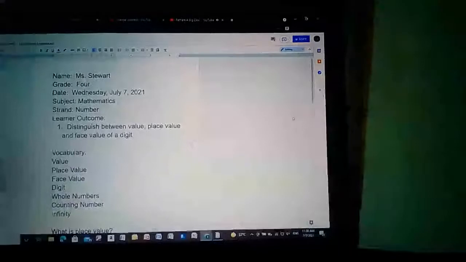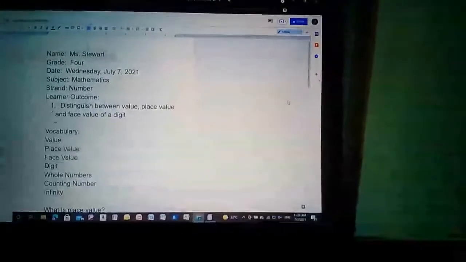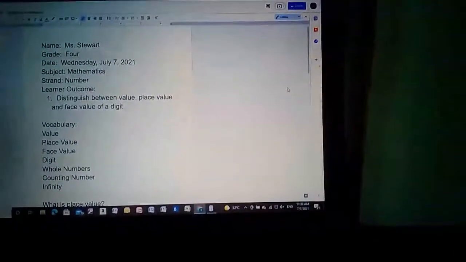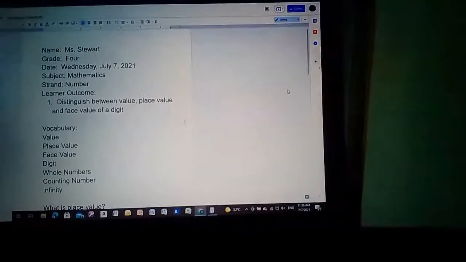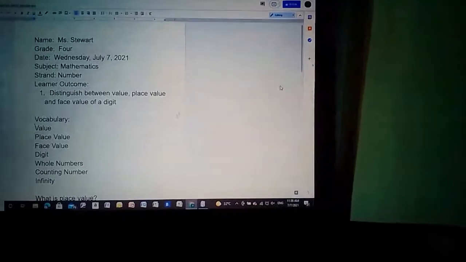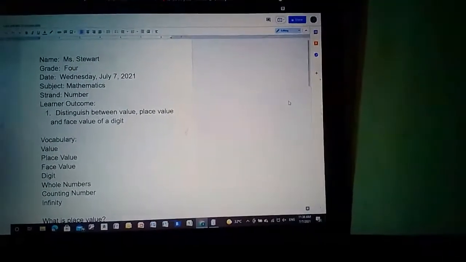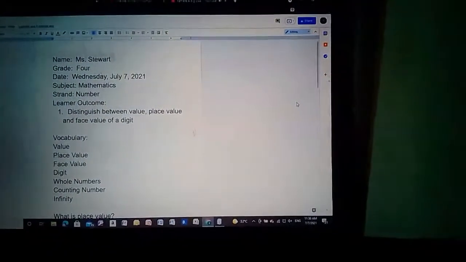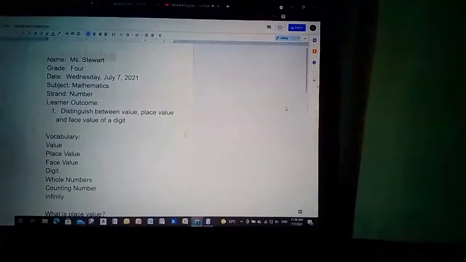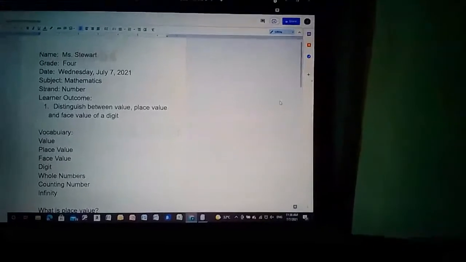My name is Miss Stewart. So for this week, I'll be doing a 1-hour maths lesson with you. Okay? So go ahead, pull up the number strand. That's what we're looking at today. And at the end of this lesson, you should be able to distinguish between value, place value, and face value of a digit.